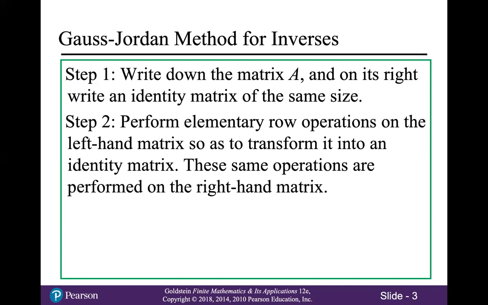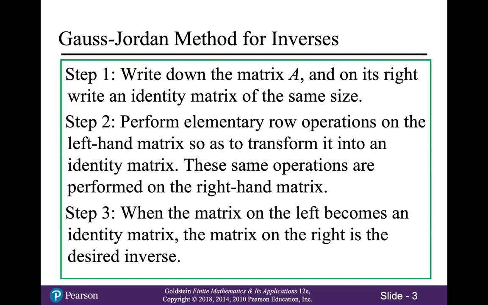Then perform elementary row operations on the left-hand matrix so as to transform it into an identity matrix. These same operations are performed on the right-hand matrix. When the matrix on the left becomes an identity matrix, the matrix on the right is the desired inverse.